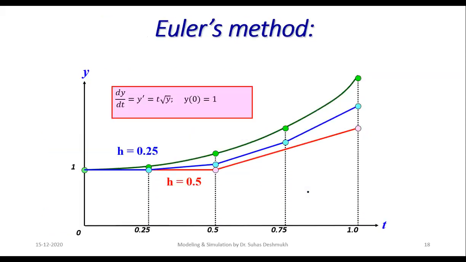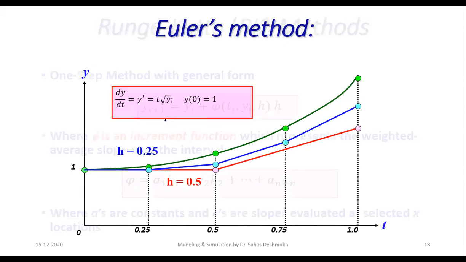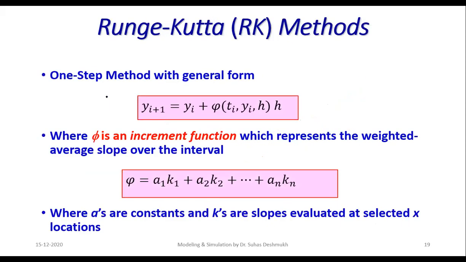But in this case, I have to reduce the step size. If the step size is smaller and smaller, I'll get a better result. But what are the calculations we need to do? It is a greater number of calculations. And so there is a scientist named Runge Kutta. He has started.